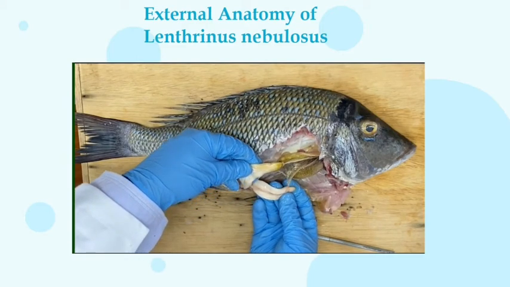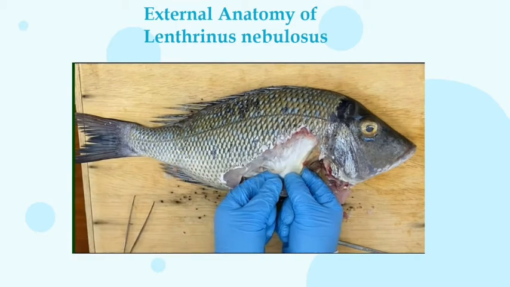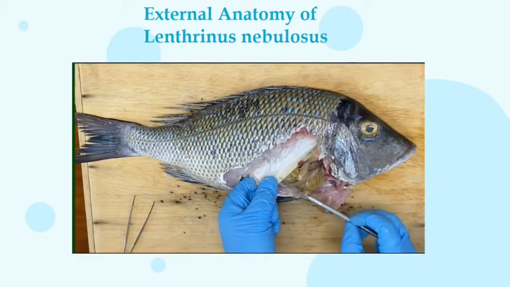And these are the gonads. Gonads are the sex organs. Males have paired testes that produce sperm, but in this fish we have a female that has paired ovaries that produce eggs.